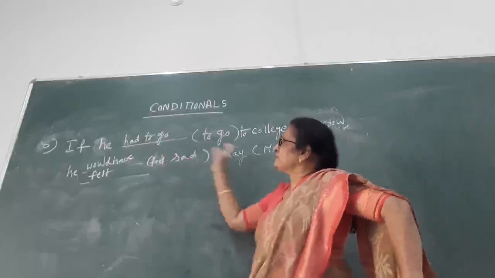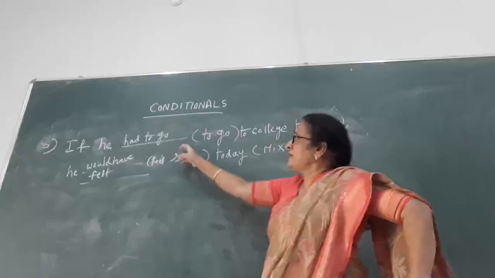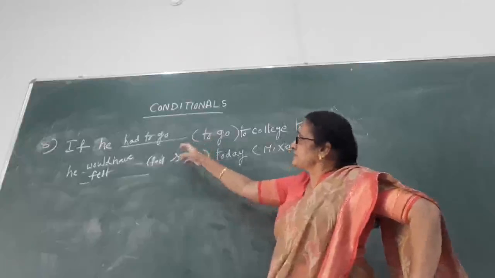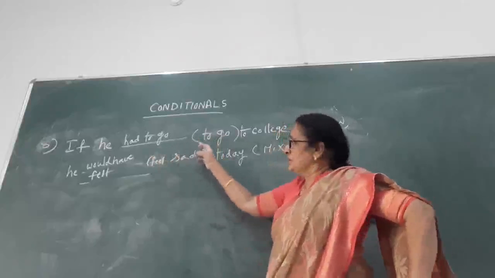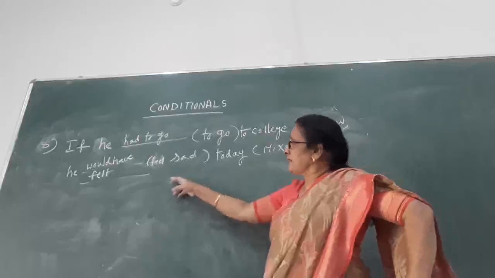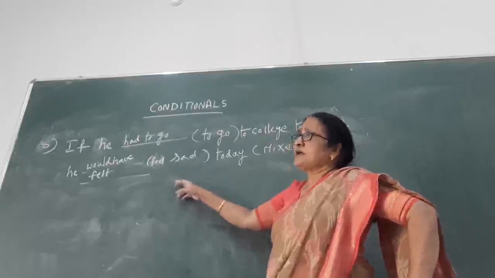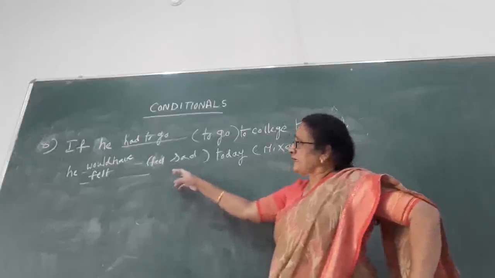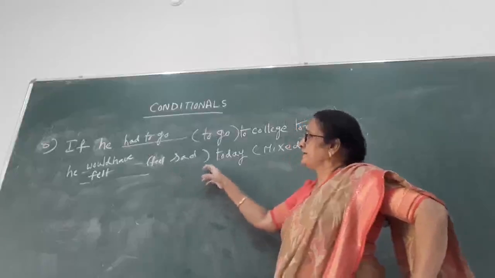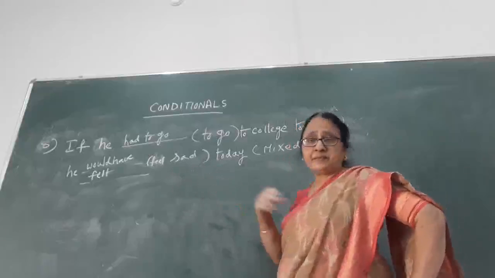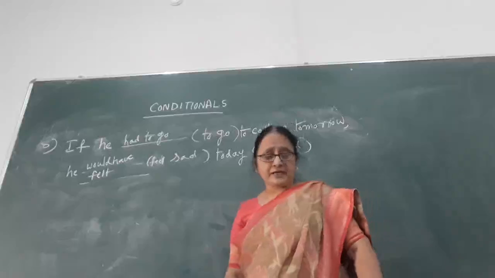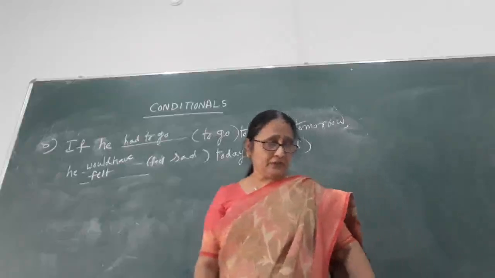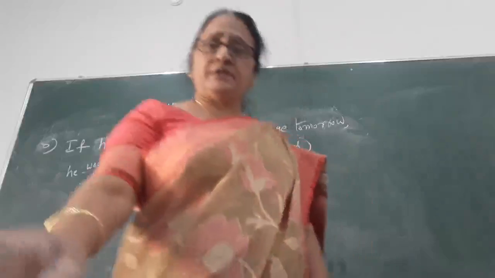So here in this mixed conditional, the if clause will be past perfect. Past perfect means if he had to go becomes had to go. Then the main clause will be would plus have plus V3. Then, he would have felt. You write like that. Then the meaning is given properly. Now I am going to write the ninth bit here.